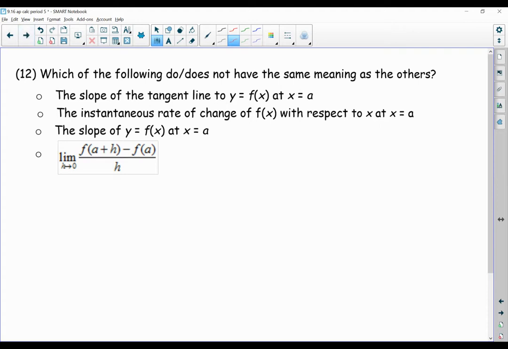Okay, the slope of the tangent line to y equals f of x at x equals a. The instantaneous rate of change of f of x with respect to x at x equals a. The slope of f of x at x equals a. The limit as h approaches 0 of f of a plus h minus f of a all over h. Guess what, guys? They all mean the same thing, okay?